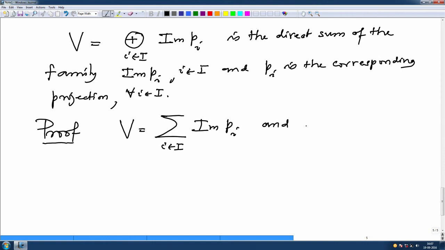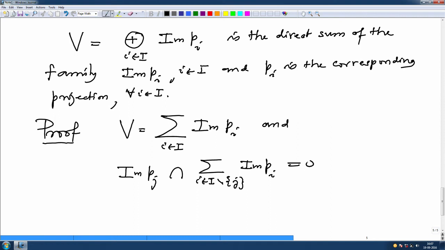So that means the image of Pj intersected with the remaining sum over i in I minus j of the image of Pi, this should be 0. Once we check these two, then it will check the equality here. So let us check that.